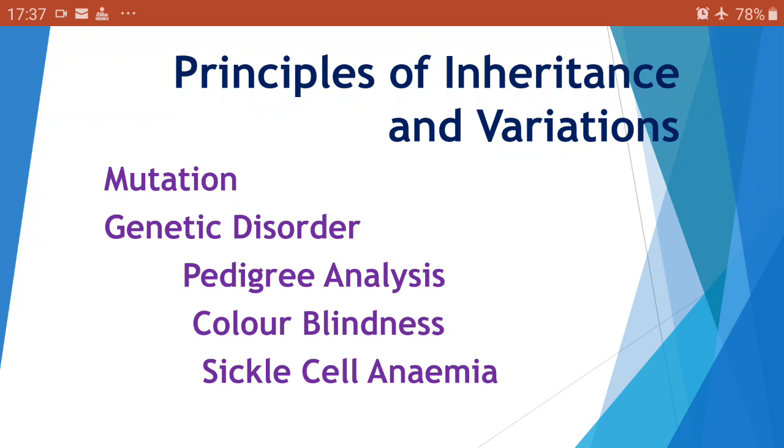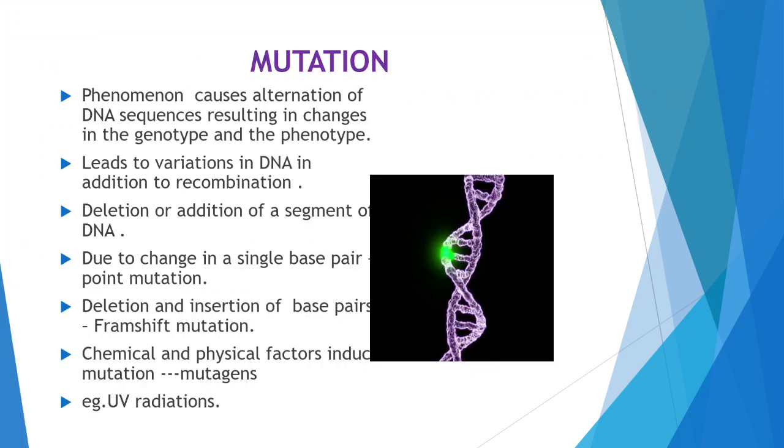Good morning, children. In this video, we will be talking about mutation and genetic disorder. We will study pedigree analysis, color blindness and sickle cell anemia under the heading of chapter number 5, that is Principles of Inheritance and Variations.